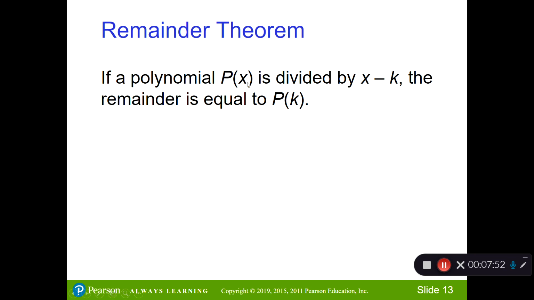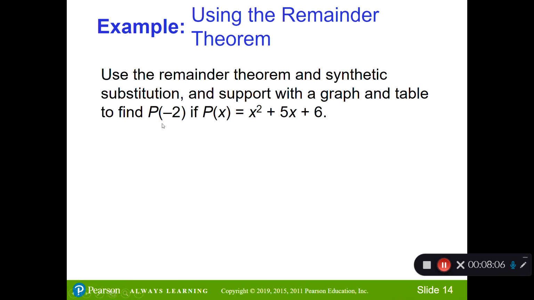So if a polynomial is divided by a term, the remainder is equal to what I would get if I evaluated this number in there. Again, notice it's changing the sign. This was a minus k, and it's substituting a positive k in there. All right, so I want to use synthetic division to evaluate p of negative 2. Now, by the way, I could very easily just plug in the negative 2. Negative 2 squared is 4. Minus 10 would be negative 6 plus 6 is a 0. Let's get it with synthetic division, though.